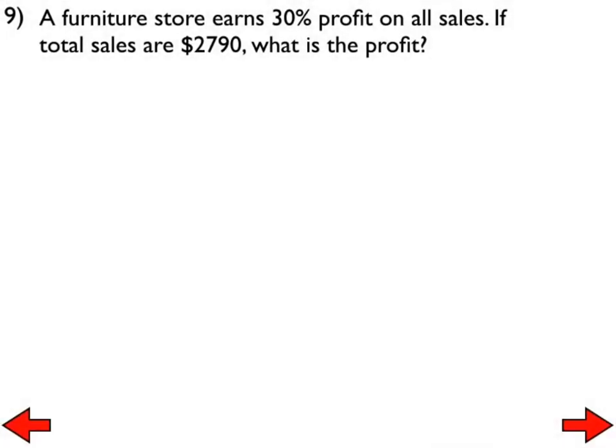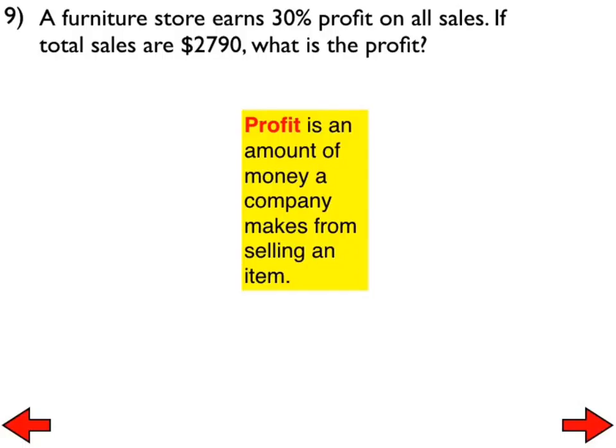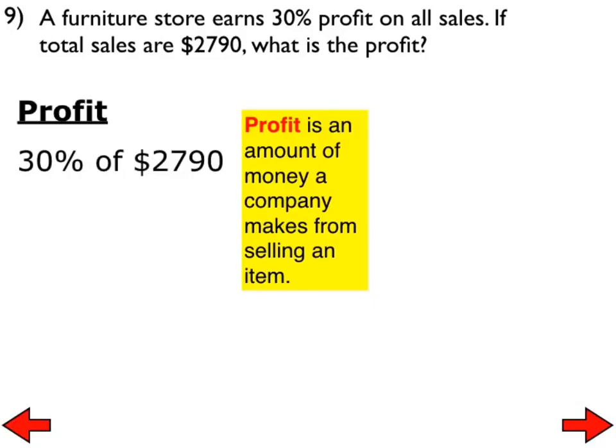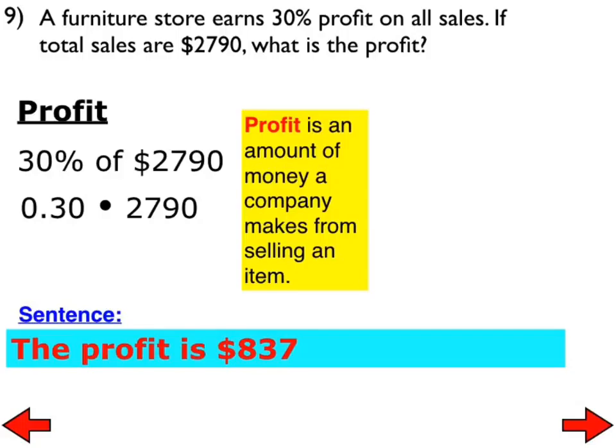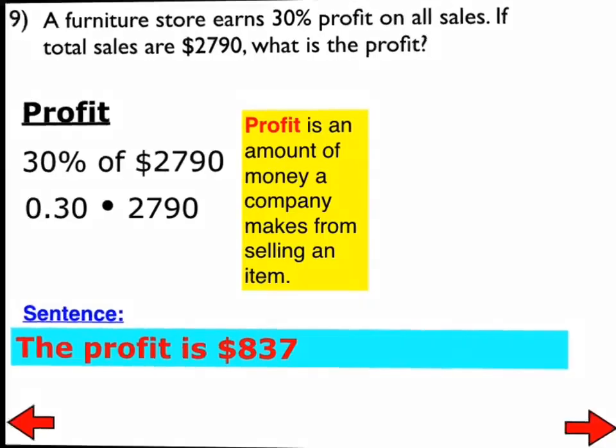All right, last 2 problems are about profit. A furniture store earns 30% profit on everything that they sell. If the total sales equal $2,790, how much profit did they make? So again, we want to find 30% of their total sales. And profit is that money that they make off of selling something that they bought from somewhere else. So 30% of 2,790. 0.30 times 2,790. The profit is $837.